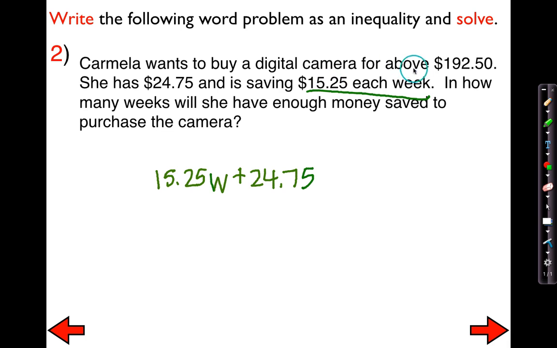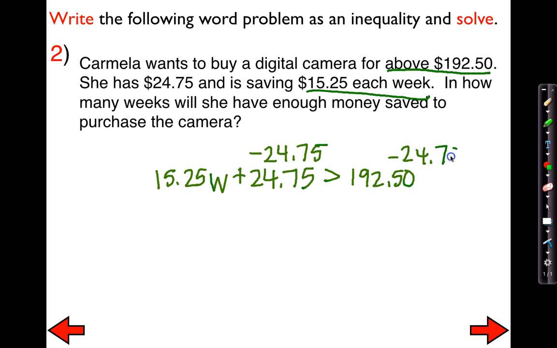So here, she's wanting to buy a digital camera that's going to be above $192.50. So it's going to be more than that. So I'm going to go ahead and say it's going to have to be greater than $192.50. So notice since it's going to be above, it's not going to equal $192.50. So this would be my inequality. And now all I'm going to have to do is solve. So first we're going to undo the addition. We're going to subtract $24.75 to get rid of this constant here.